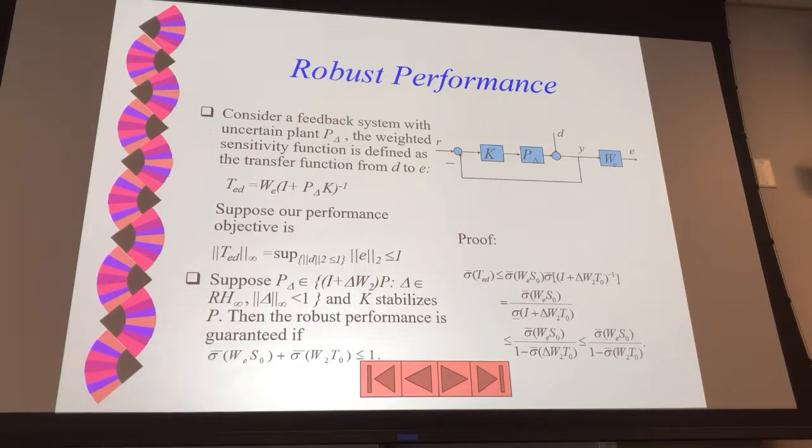So what do we mean? The performance objective is to have a closed loop transfer function whose worst case infinity norm is such that, for all D with 2 norm less than 1, the induced norm, the worst case output 2 norm is less than 1. That's our objective.